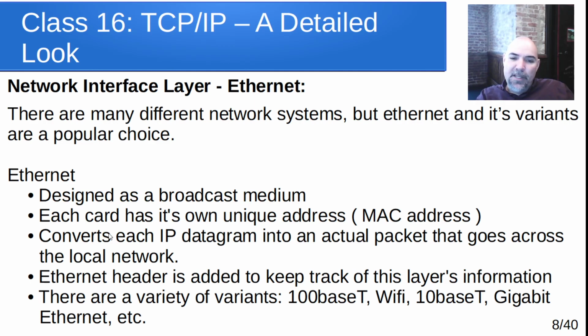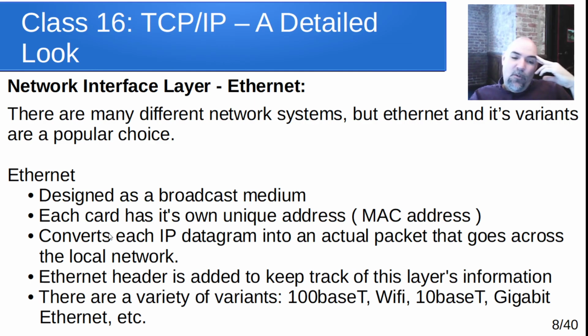Each card has its own unique address assigned to it called the MAC address, and that's a physical address that's assigned to your device. Same thing is true for Wi-Fi systems. So if you have a device that has Wi-Fi capability, like a smartphone, it has a hardware address assigned to it. If you have a PC with a network card or a network card built in to the chipset of the motherboard, it has a MAC address that was assigned to it at the factory.